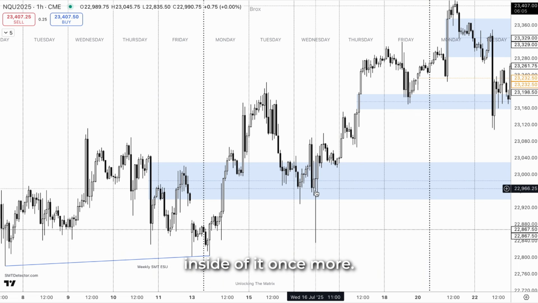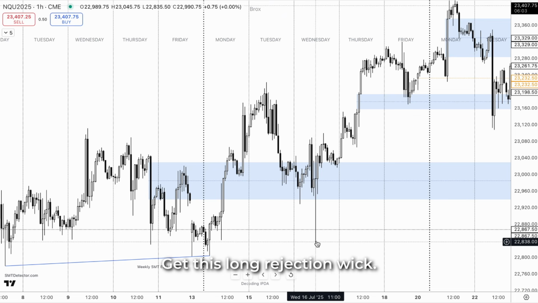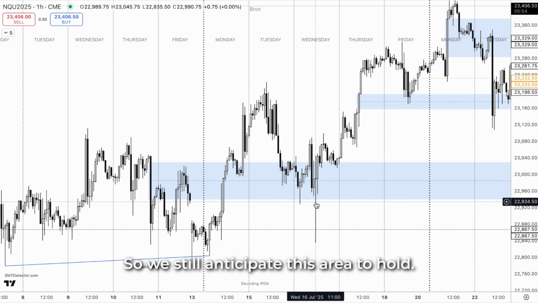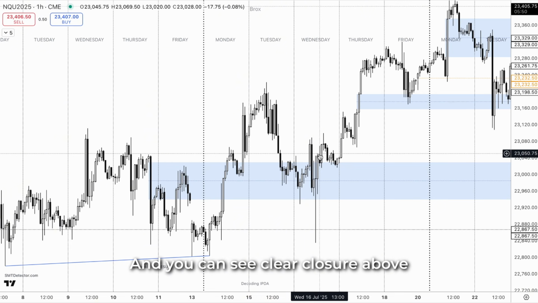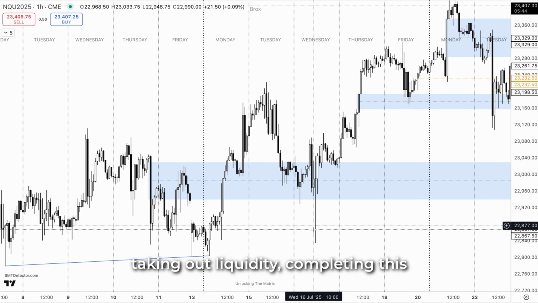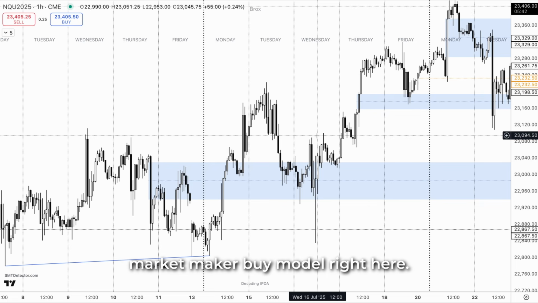You get this long rejection wick, but you can see price did not close below it again. So we still anticipate this area to hold. And you can see clear closure above again, retracement, another move higher, taking out liquidity, completing this market maker buy model right here.